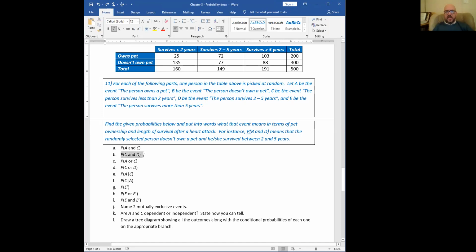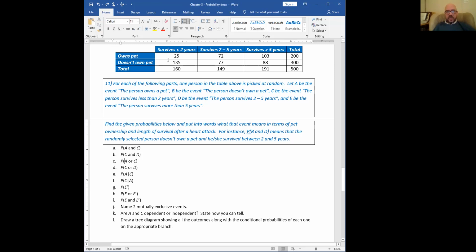Probability of C and D is the probability that they survived less than 2 years and survived 2 to 5 years. Well, that's not a thing that can happen. If you die before 2 years are up, you didn't live between 2 and 5 years. So the probability of this is 0. These two things are mutually exclusive, right? If we know that the person survived less than 2 years, then the probability that they survive 2 to 5 years is 0. Can't do both. One prevents the other.